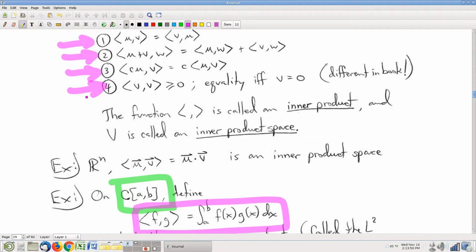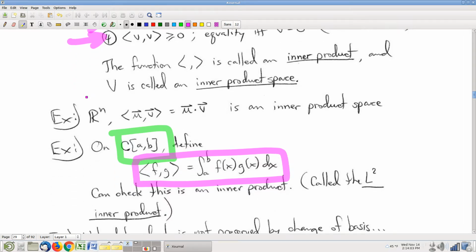Let me hit pause on that for just a moment. I claim that all 4 properties are satisfied. So you can check that does work. And altogether here we now have a new inner product space. So C attached with this inner product is no longer just a vector space. Now C is an inner product space.